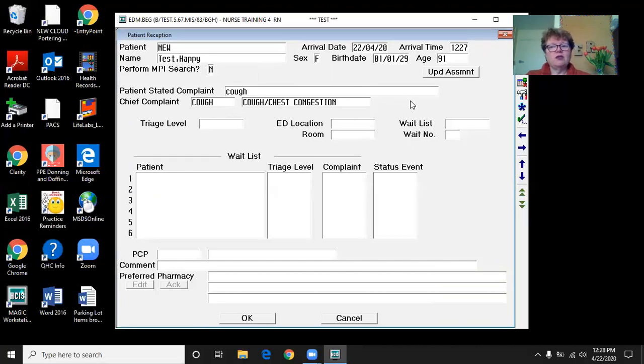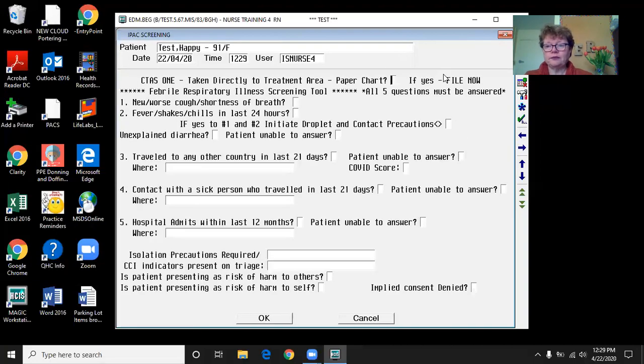At this time, as a triage nurse, you're going to go to the infection control screen, or what we call our FRI screening tool. So it's up here under Update Assessment. I'll click on that. This again asks us, are we directly taking the patient into the treatment area? In other words, are they potentially a CTAS 1, and are we going to document on paper? For today, it's no. I'm going to enter.